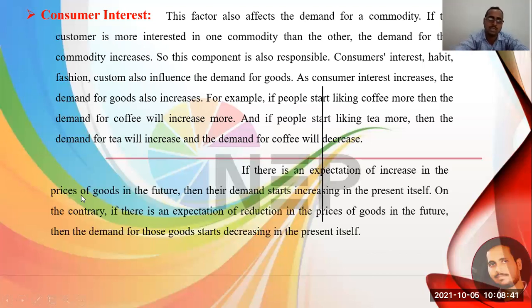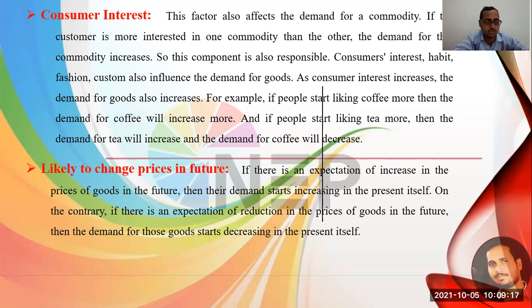Now the another one is the expectation of a change in the price in the future. Every consumption depends on the price, the current price and the future price. If there is an expectation of an increase in the prices of the goods in the future, then their demand starts increasing in the present itself. On the contrary, if there is an expectation of a reduction in the prices of the goods in the future, then the demand for those goods starts decreasing in the present itself.